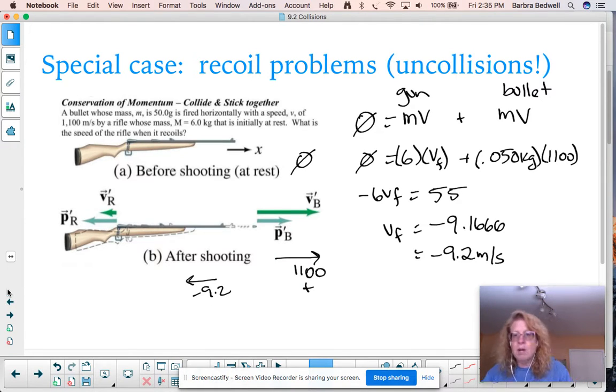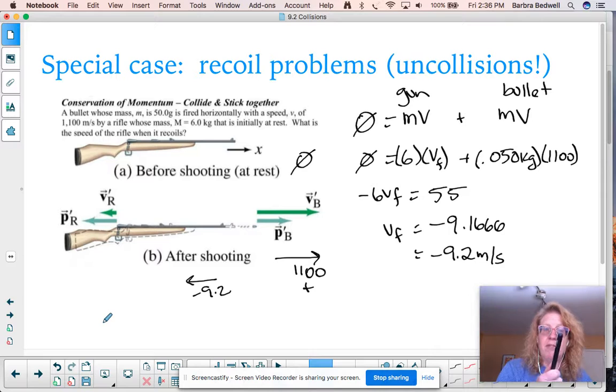I think that's it for today. So there we go. In terms of dealing with collision problems, again, total momentum is conserved. Mass times velocity plus mass times velocity, whatever you had at the beginning, equals your mass times velocity plus your mass times velocity at the end. Keep in mind your units. Make sure that you're always in kilograms.